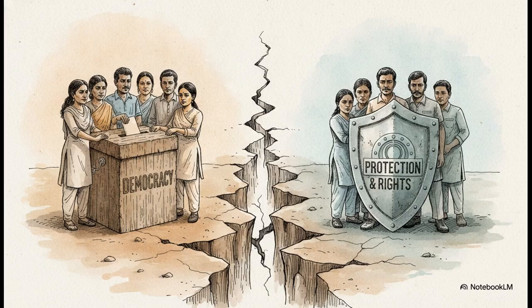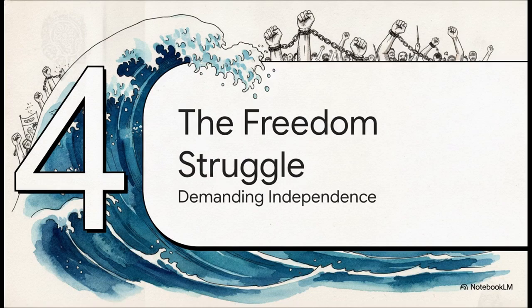It's really crucial to look at this neutrally. Differing anxieties about the future of a free India were beginning to pull the entire subcontinent into two very distinct, very separate political camps. Moving into step 4, the freedom struggle.